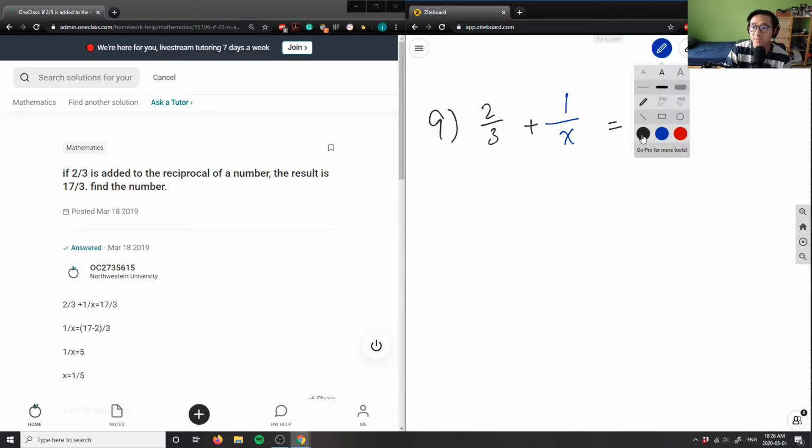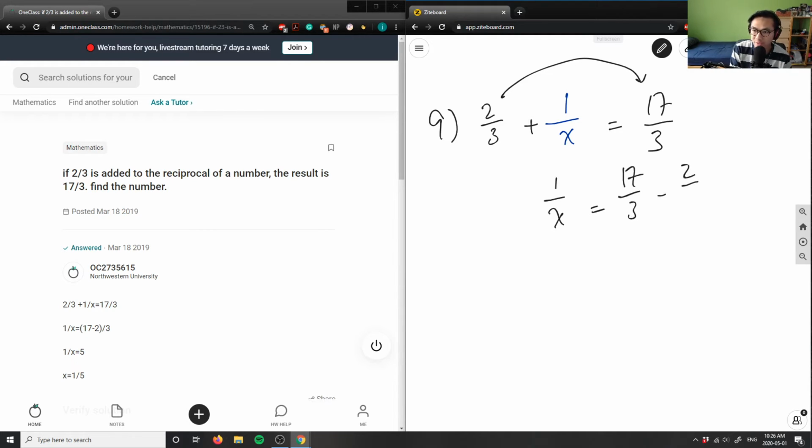And then what I'm going to do is I'm going to simply just algebraically solve this problem here, right? I have 2/3 plus 1 over x equals 17/3. I can move this 2/3 to the side here and subtract both sides by 2/3. So 17/3 minus 2/3 here. And I have 1 over x equals 17/3 minus 2/3.